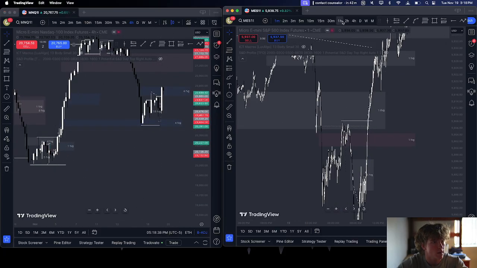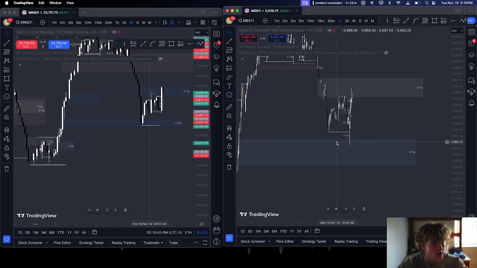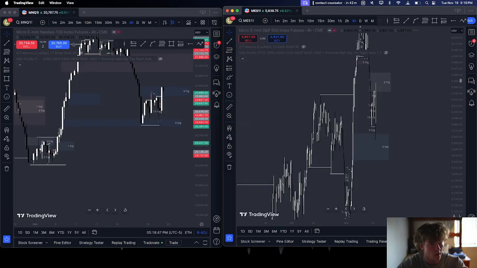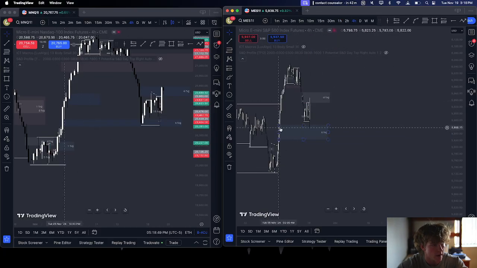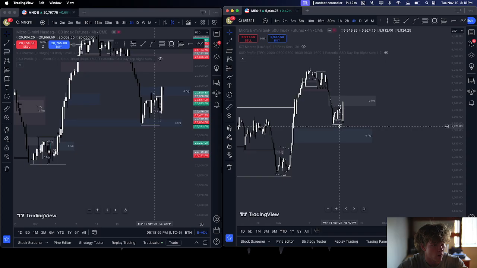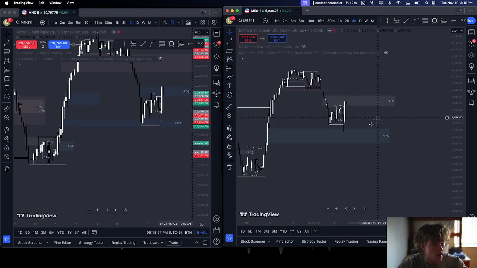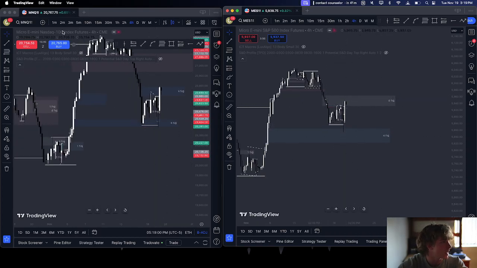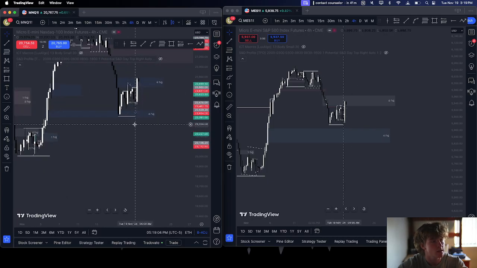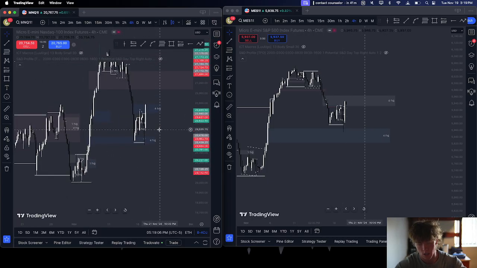Same thing on ES. Come down, sweep this bottom, also reach into this 4-hour fair value gap on ES. Right here, we've retraced to equilibrium of this range, the middle point already. Now I am interested in taking longs, at least to equilibrium. I'm not long-term bullish yet.